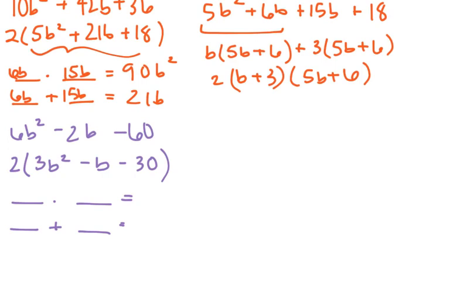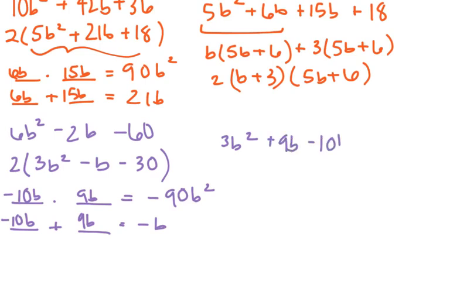So I'm looking for what multiplies to negative 90b squared and adds to negative b. That's going to be negative 10b and 9b. I actually started with 9 and 10 this time, but you're just looking at factors of 90. There's always a little bit of guess and check. There's no foolproof algorithm for factoring. So now I can factor by grouping. So we have 3b squared, I'll split negative b into 9b minus 10b. Order doesn't matter. Minus 30.